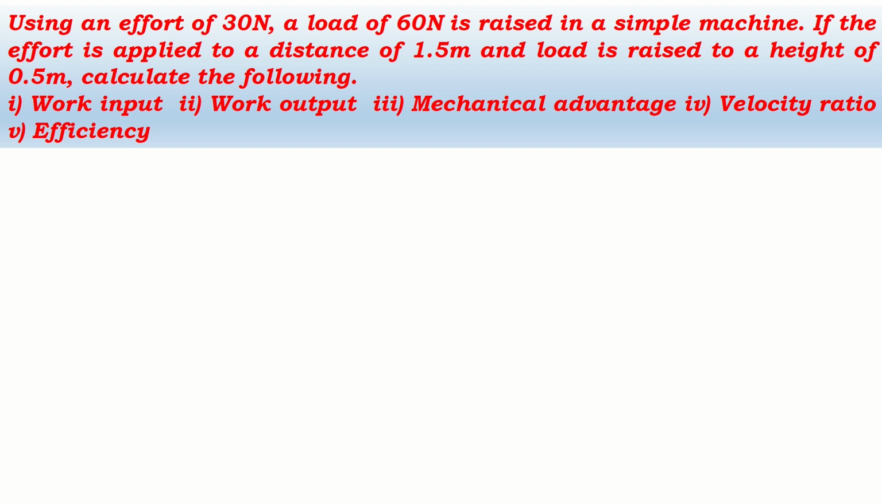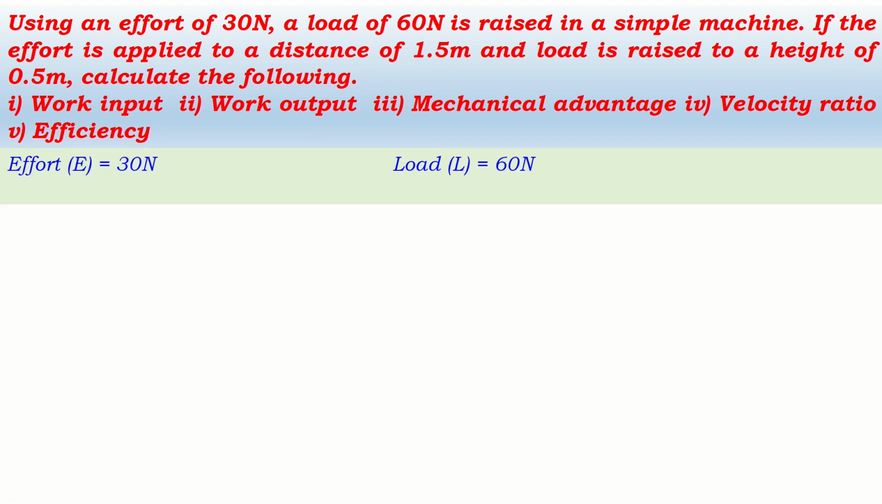First we have to write the information given in the numerical problem, and I am writing this information. Look at this. First effort is given and then load is given. Effort E is equal to 30 Newton, load L is equal to 60 Newton, and the remaining information is 1.5 meter. This is the distance covered by effort, and that's why this is effort distance, and 0.5 meter is the distance covered by load. That's why I'm writing this also. Effort distance ED equal to 1.5 meter, load distance LD equal to 0.5 meter. These symbols are very important because we are using these symbols in the numerical problem.